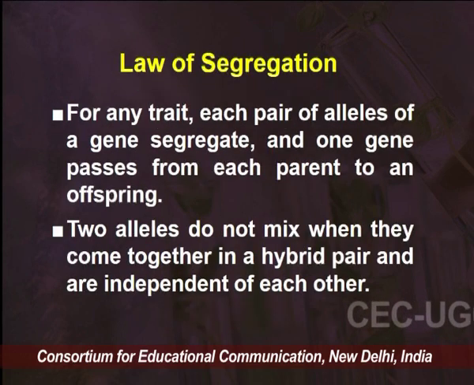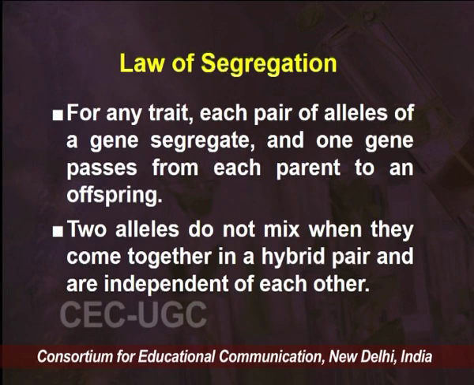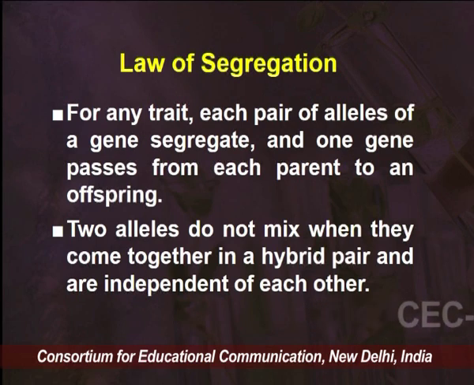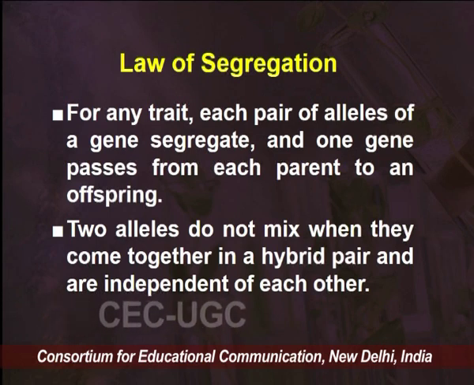Next comes the second law of Mendel, the law of segregation. In this, for any trait, each pair of alleles of a gene segregates and one gene passes from each parent to an offspring. It is not that half a gene from one chromosome and half a gene from another chromosome will pass from one generation to another. It is that one gene completely passes from each parent to an offspring, that is, the chromosomes separate during cell division and then a gamete is formed with one particular gene from one parent, and the two alleles do not mix when they come together in a hybrid pair and are independent of each other.